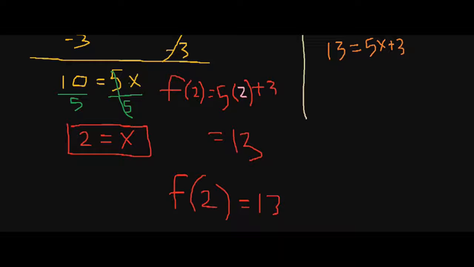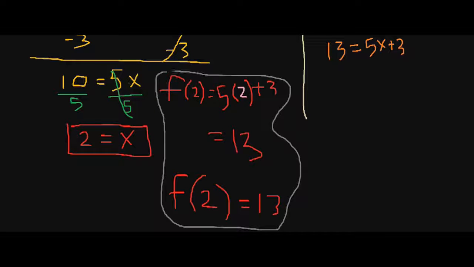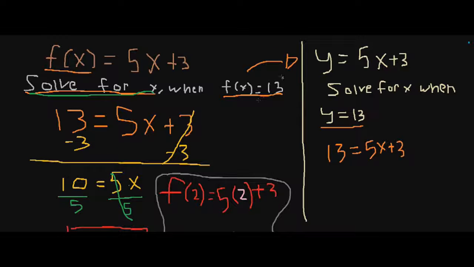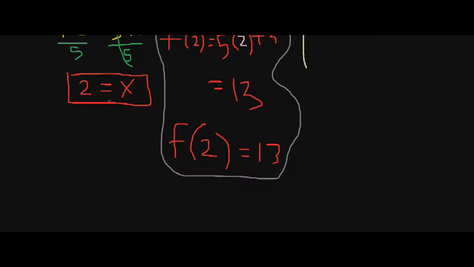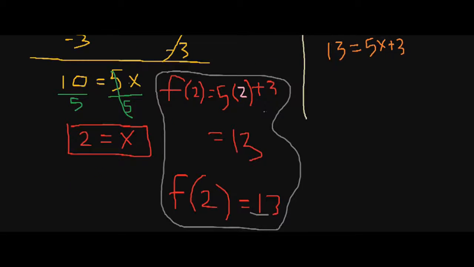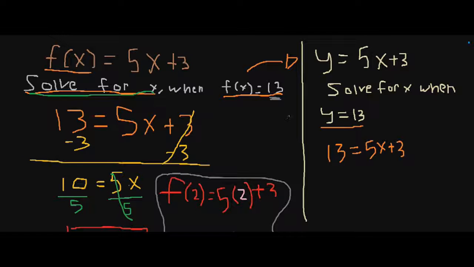Okay, and this problem, this is a problem where I would ask you to evaluate for 2. But in this problem up here, I give you the output first. I give you the y value, and you have to replace it with f of x, which we did right here. And then we just go about solving it just like we normally would. And we get x equals 2, and that makes sense because we plugged 2 back in and got 13, which was what we had put in for our output. All right, I hope that clears that up.